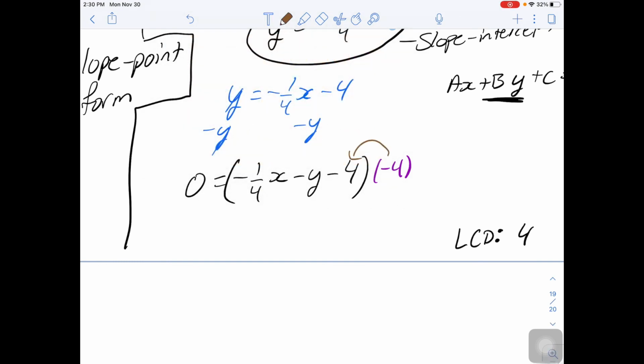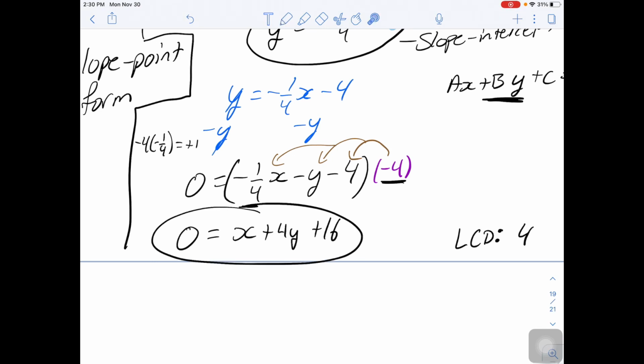And now we have to distribute -4 into my brackets. And this will become 0 equals -4 times -1/4. Well, that will simply become +1 because you get a negative and a negative, which is a positive. 4 dividing 4 gives you 1. So you'll get +1x, -4 times -y. That gives me +4y. -4 times -4 gives me +16. And now all of our rules are met, that every coefficient is an integer and that my a value is a positive integer. And this is the equation in general form.